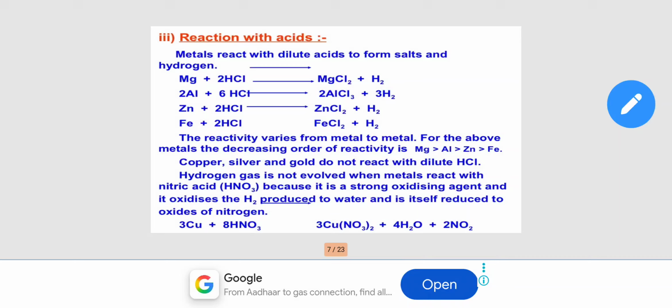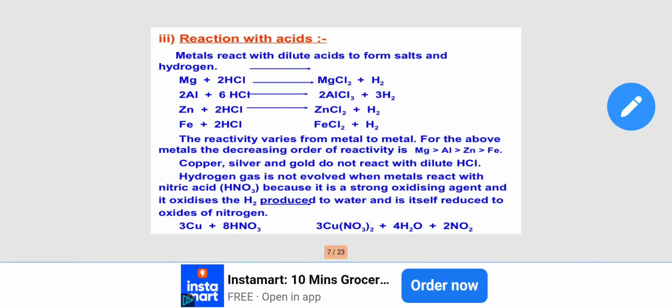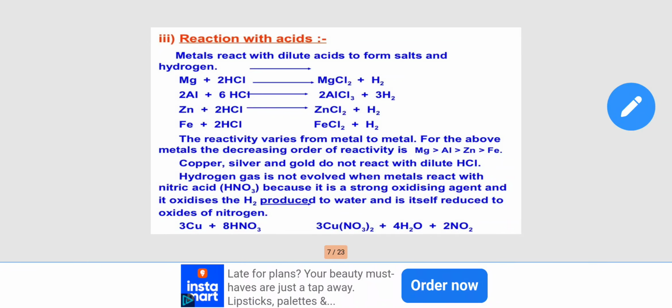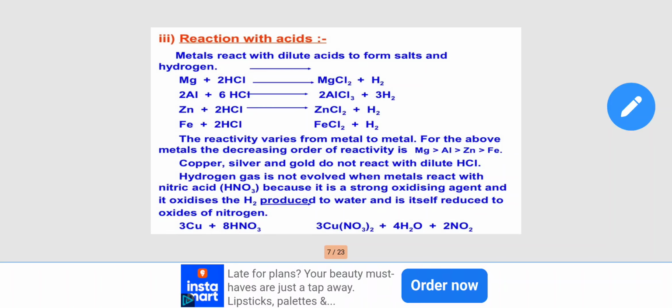Reaction with acid: metals react with acids. You can see here they form magnesium chloride, aluminum chloride, zinc chloride, iron chloride, and then H2 gas. The reactivity varies from metal to metal. For the above metals, the decreasing order of reactivity is magnesium, which is highly reactive, next aluminum, then zinc, and next iron. You can remember this reactivity order, it is very important for your exam.